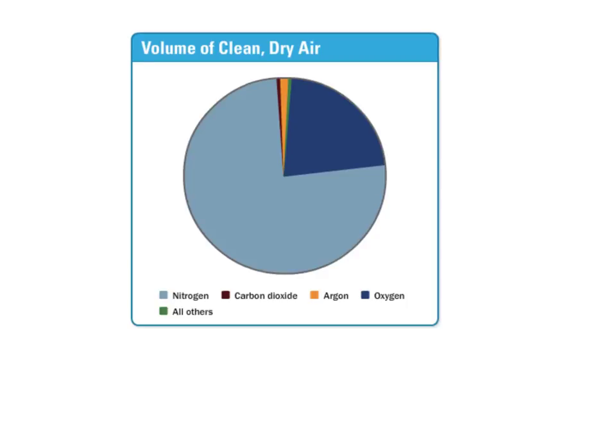So taking a look at this graph here, what we're showing is the volume of clean dry air. If we went out and collected a sample of clean dry air, what the dry means is we take the humidity out of it, and what the clean means is we take the pollutants out of it. What we would end up with naturally is this graph here, and this shows us the percentages of the components that make up our air.